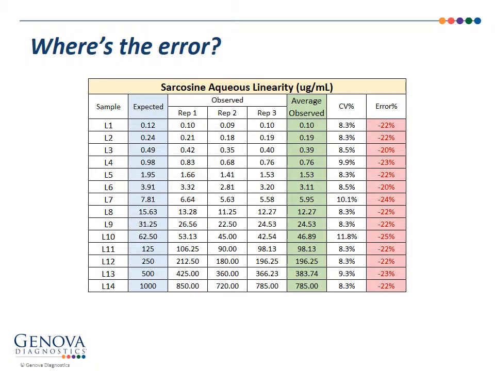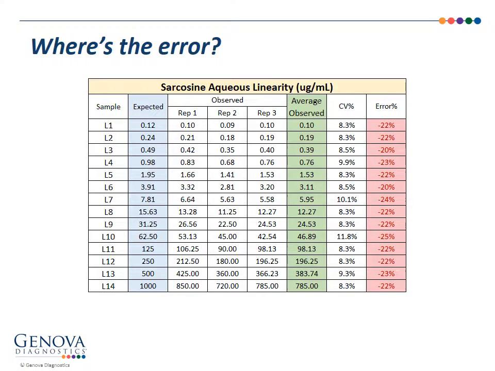And how about this? This is sort of the opposite. You've got really good CVs, but your error is off. The really good CVs tell us that we got the same thing when we ran it 3 times, but we didn't get what we expected to get. One thing you might notice here is if you look at your error, it's pretty consistently 22, 23% off. So we've got a consistent bias in our error.